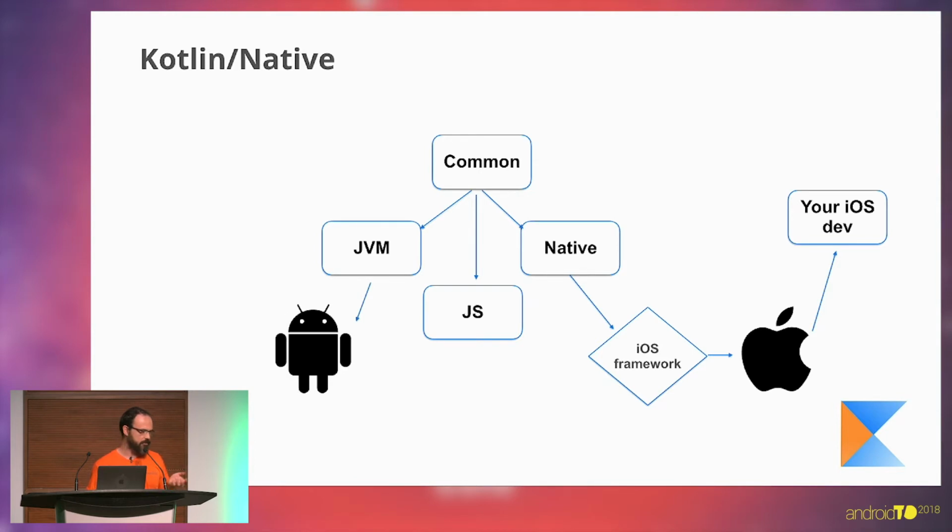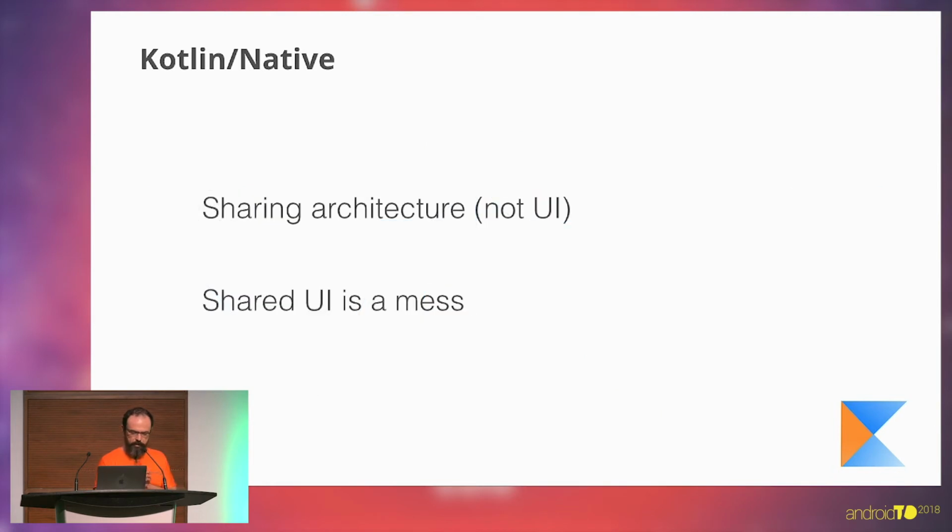And same for Android. You would compile into the JVM. This would be used in your Android application, and you could keep doing your Android things in parallel. So this goes into another point. Kotlin Native, the focus it should have is about sharing an architecture and not the UI. There is an explanation for that.